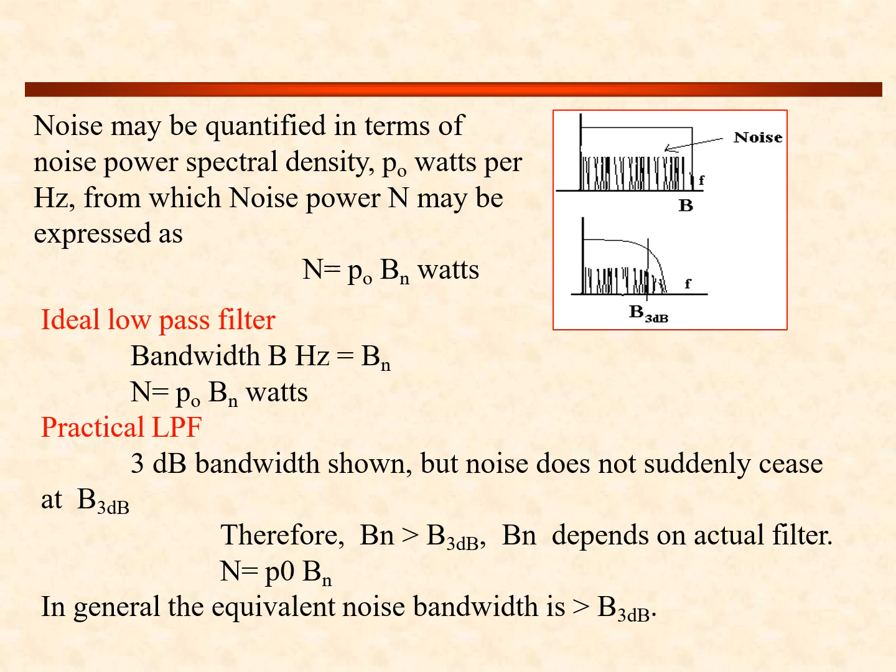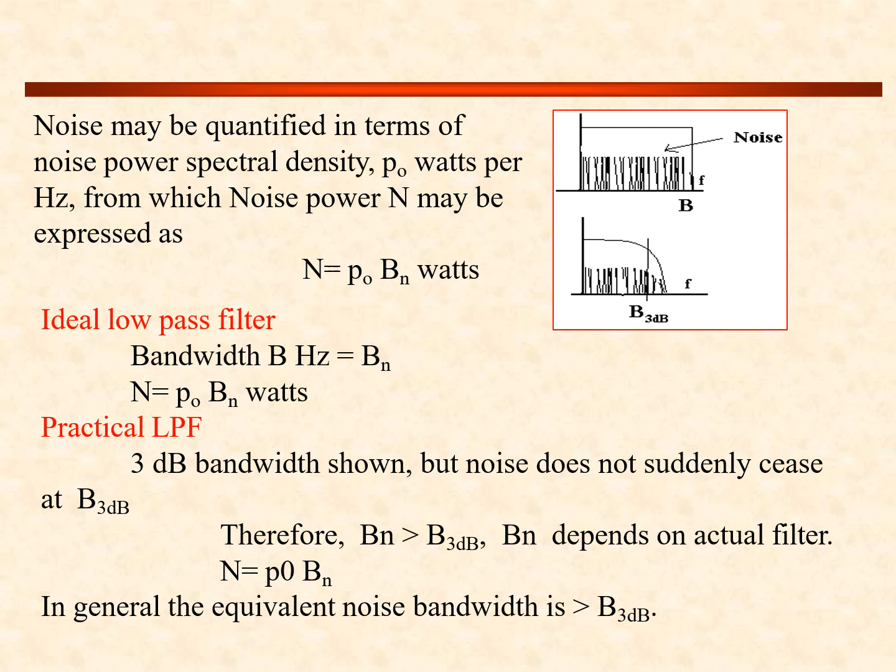The noise may be quantified in terms of the spectral density of the noise. That is called noise power spectral density, P naught, in watts per hertz. From this, the noise power capital N is equal to P naught times Bn, where P naught is the power spectral density and Bn represents the noise bandwidth. For an ideal low pass filter, the bandwidth is equal to Bn, so we can write capital N equal to P naught times Bn. The unit is watts.